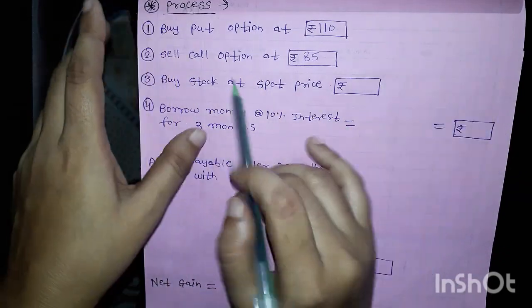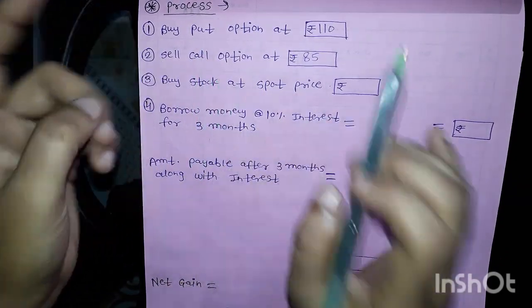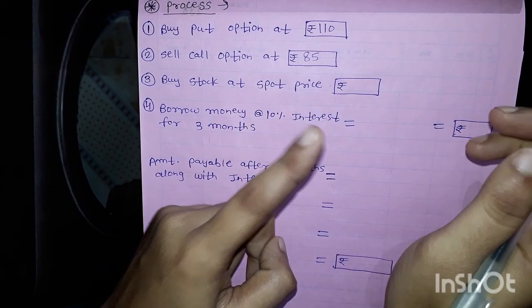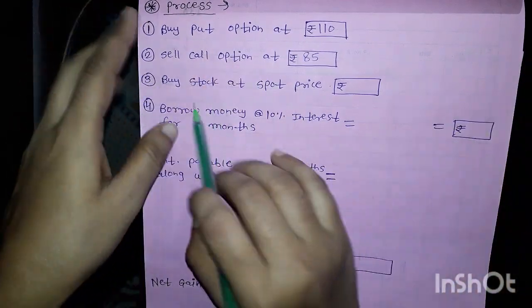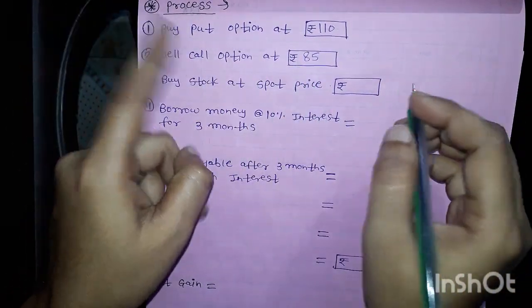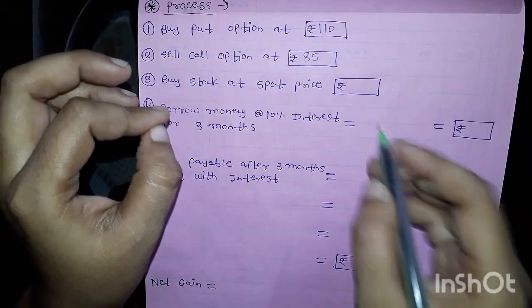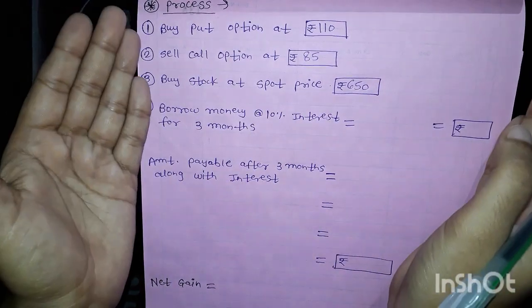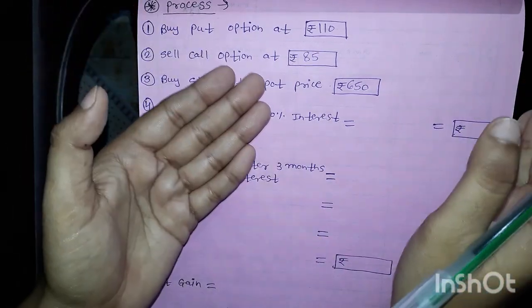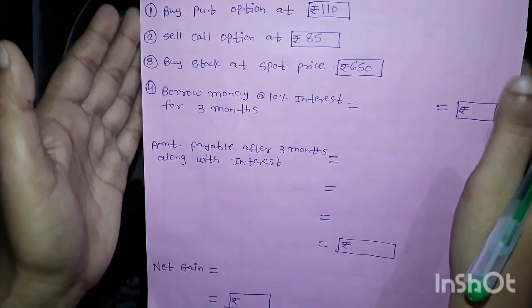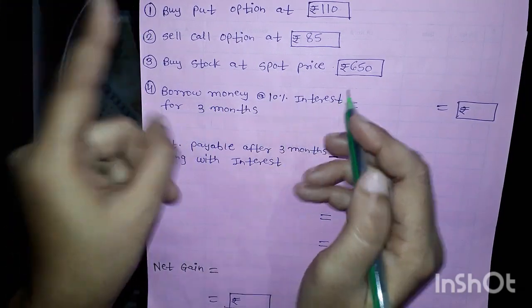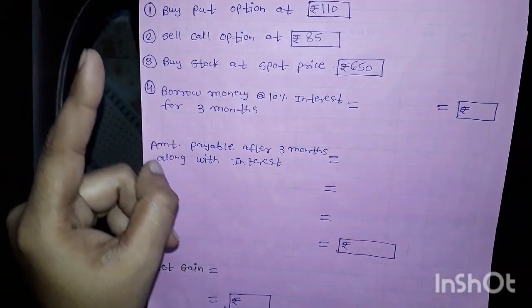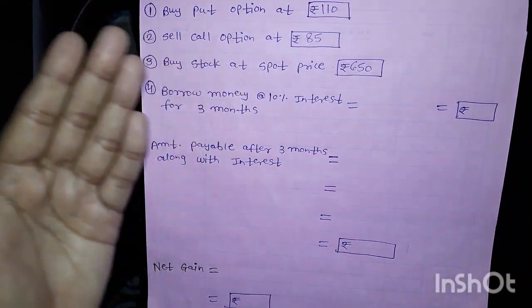That is common sense. After that, if we are going to sell in the future, it means we have to buy today. So that's why we are buying a stock at the spot price, and the spot price is given, that is 650. But we don't have money right now, so we are going to borrow money. The interest rate is already given, 10%, so we are going to borrow at that rate.